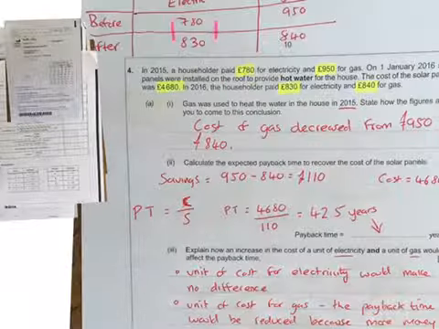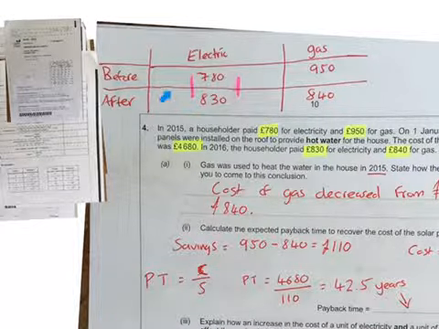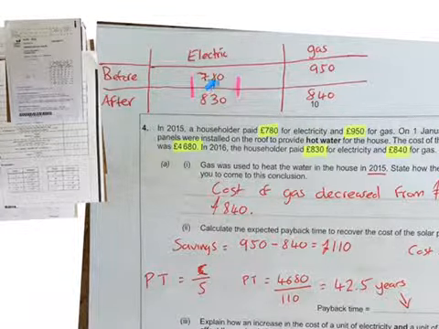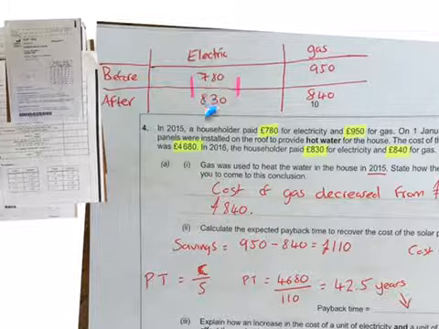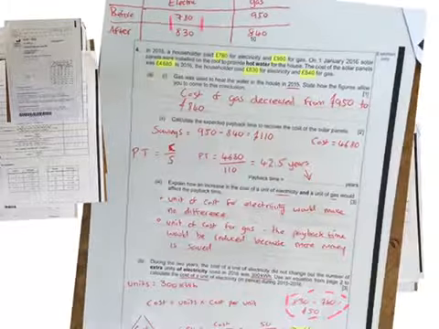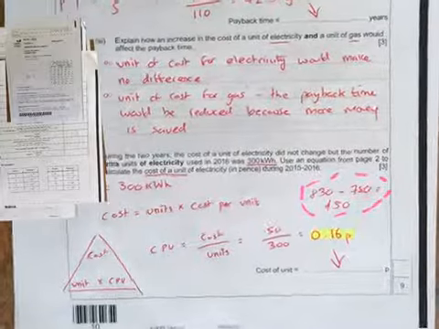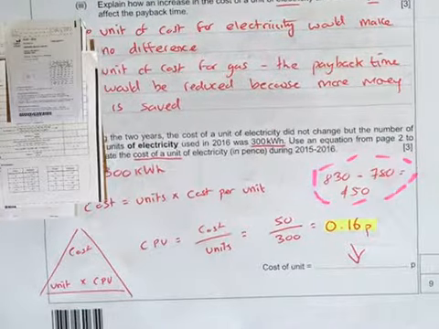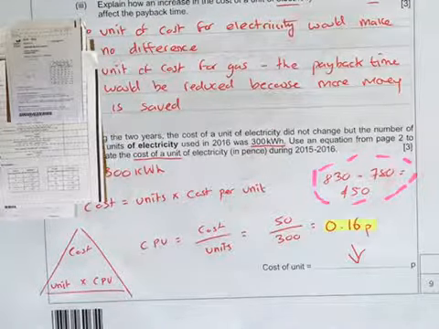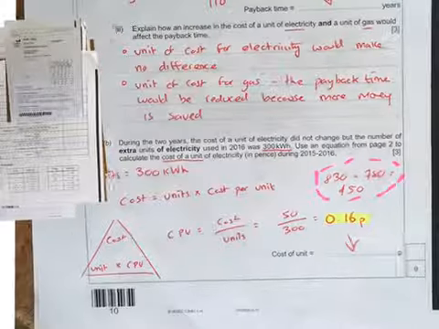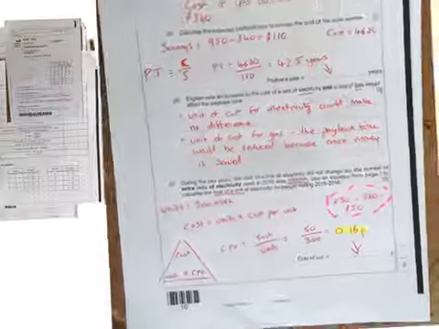Let's have a look. Electricity. There it is, look. 830 minus the 780. That's what it cost me. How much extra it cost me during that time when the electricity bill went up. So now it's cost me 0.16 pence. Tough question for 3 marks, but doable when you know how.